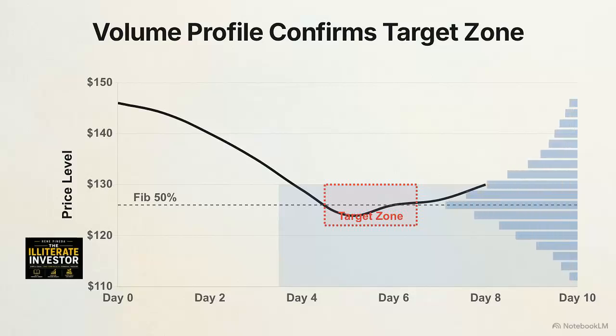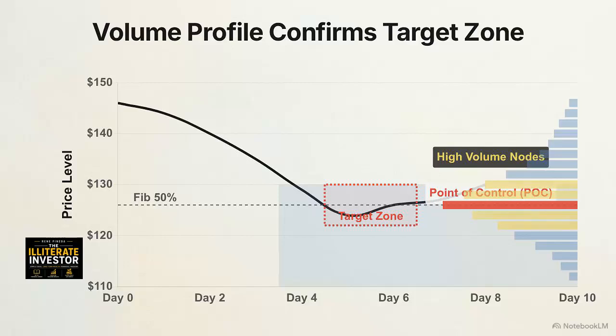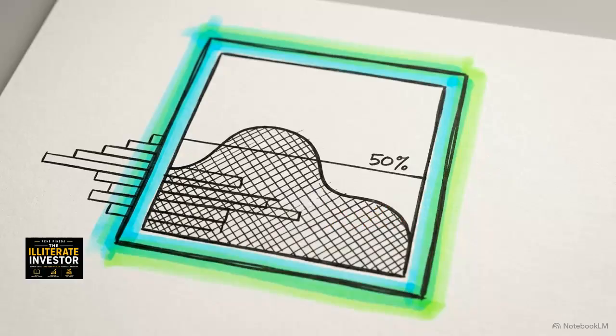The longest bar is the point of control, while surrounding clusters form high-volume nodes. Our largest high-volume node projects straight into our targeted zone, perfectly aligning with the Fibonacci and cloud. Trend structure, geometric retracement, and historical liquidity all intersect in this exact location. We have found a high-probability confluence zone.